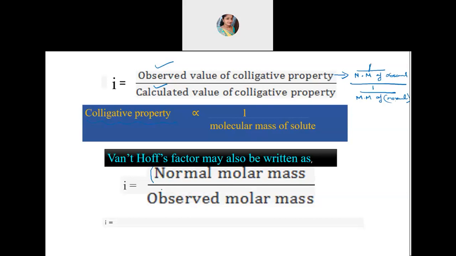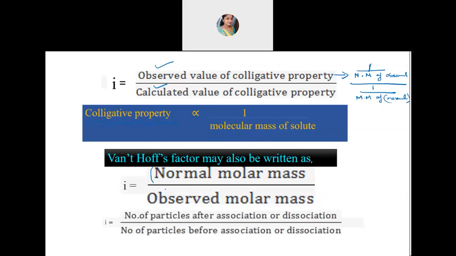And you can even calculate i value by seeing the association and dissociation of the particle: the number of particles after association or dissociation divided by the total number of particles before association or dissociation. So these are the three formulas we make use of to calculate the i value. That correction value is for different solutes, the electrolyte solutes, when they behave in a different way. One is directly seeing the colligative property, that is your elevation in boiling point. You calculate by experiment and then by theory, you divide and then see.